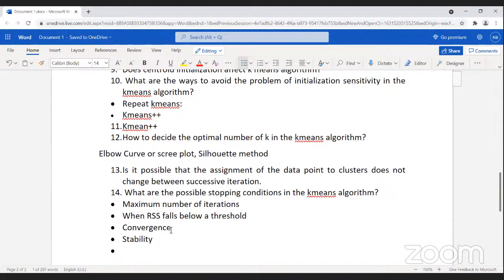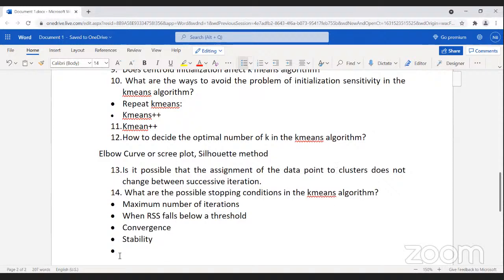Then what is convergence? I explained convergence in the previous question. It means the point stays in the same cluster. If you have two different clusters and the point stops jumping from one cluster to another cluster, then it has attained convergence.